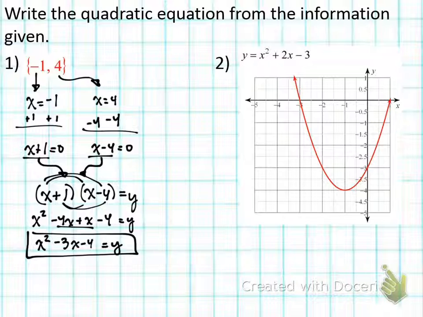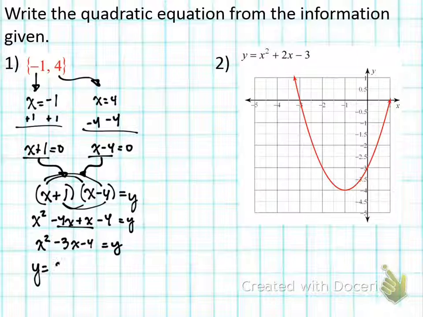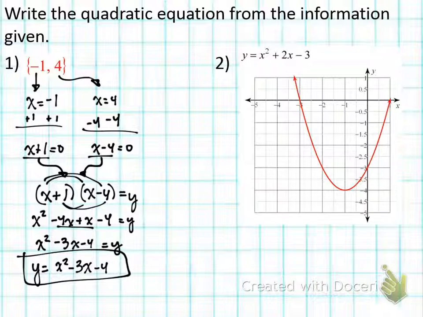Usually we start with this final equation and go this way. And actually this last step, we're used to seeing it with y starting there, right? y is equal to x squared minus 3x minus 4. That's it. Okay? You following me? Watch me do number 2 now.